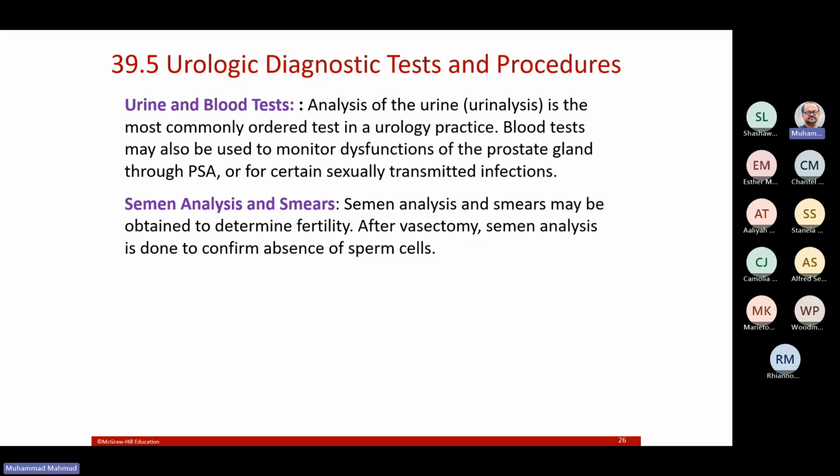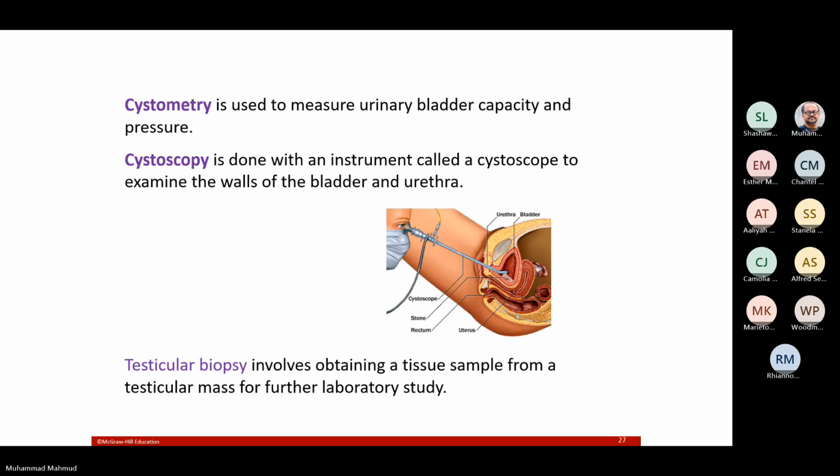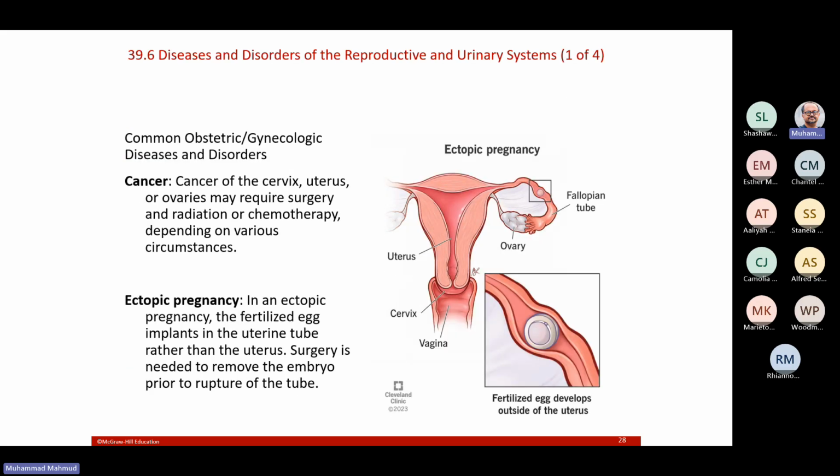Semen analysis and a smear may be obtained to determine fertility. After vasectomy, this is done to confirm absence of sperm cells. Look at this picture here. It's the cystoscopy. An instrument called a cystoscope is inserted to examine the wall of the bladder and urethra. Testicular biopsy may be needed from a testicular mass for further lab study.